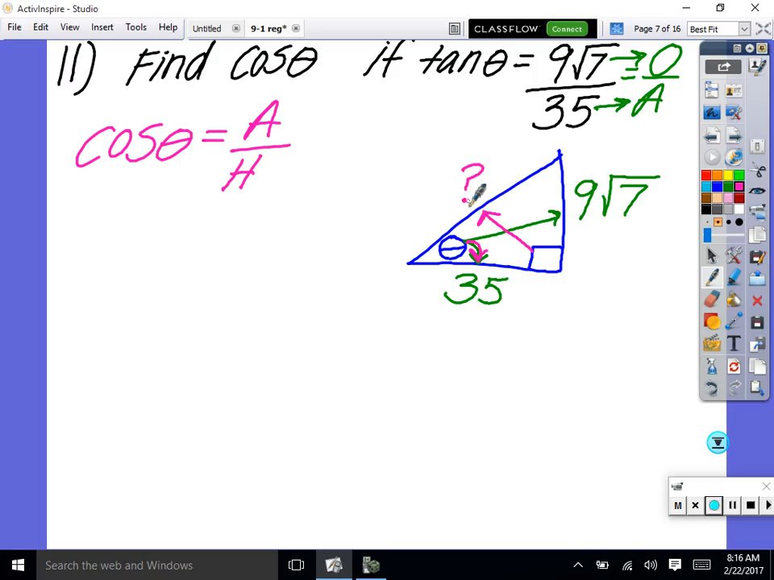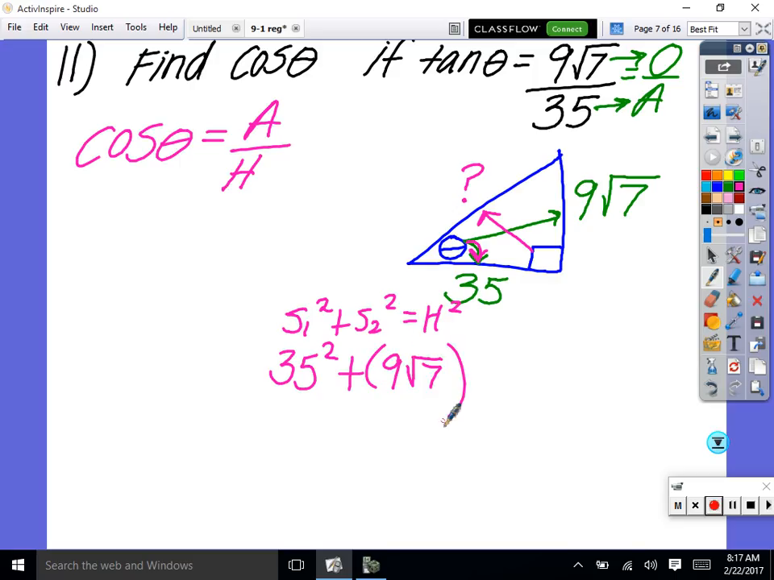is. Since we're given two sides of a right triangle, we can find the missing side, Pythagorean theorem style. So let's set this up right. Side 1 squared plus side 2 squared equals our hypotenuse squared. So 35 squared plus, now do not make algebra mistakes. Isn't it 9 root 7, all squared? That entire side squared. Yes? Equals our hypotenuse squared. When you type this into your calculator, you've got to be very careful.